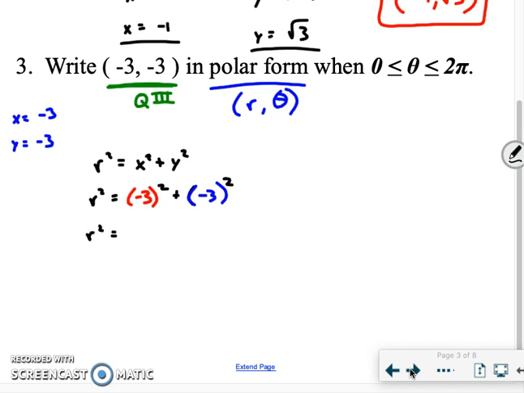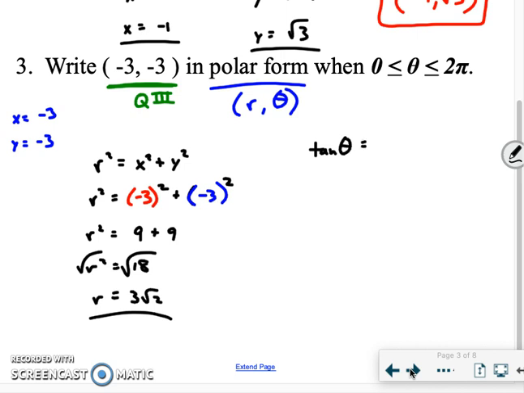So if r squared is equal to, I know that -3 squared is 9 in both cases, so r squared is equal to 18. Square rooting both sides, r is equal to the square root of 18, which is 3√2. Once we have r, again, we're successful there. Now I need to go to work on theta. So my last conversion that we haven't used yet is that the tangent of theta is equal to y/x.